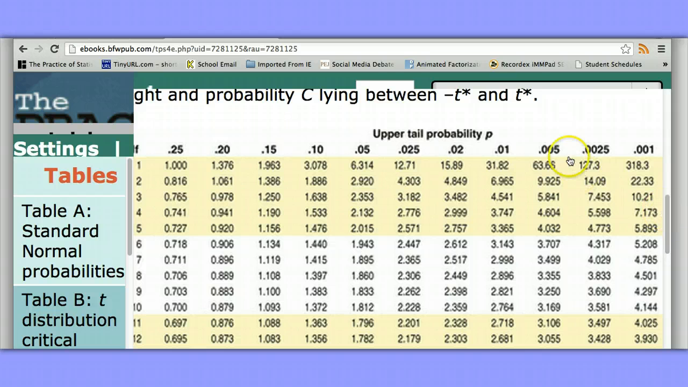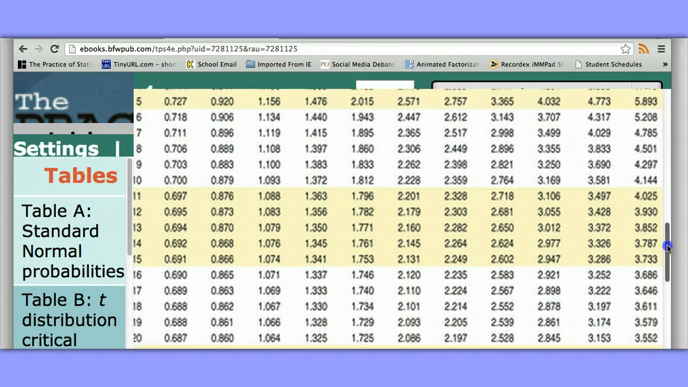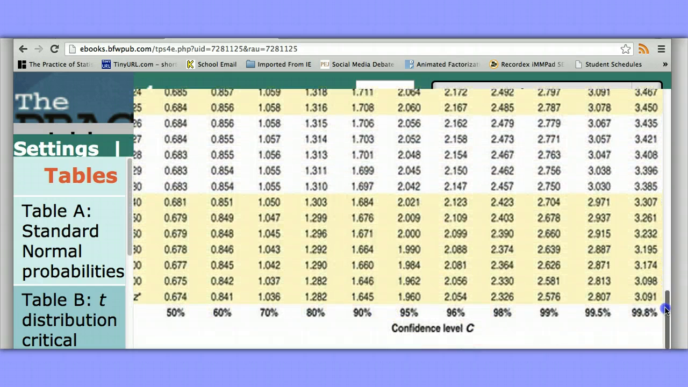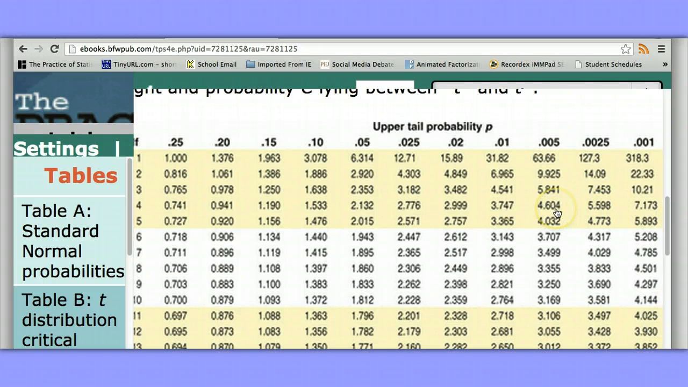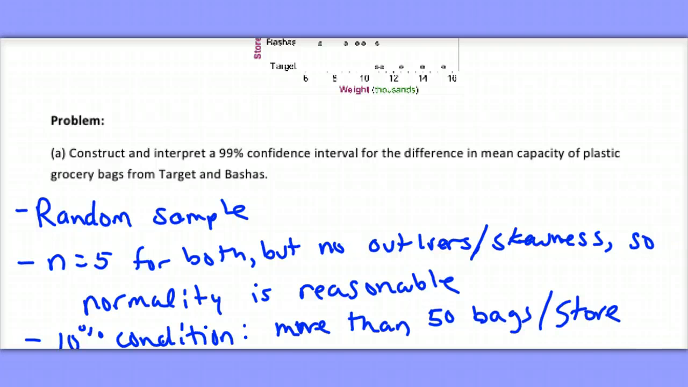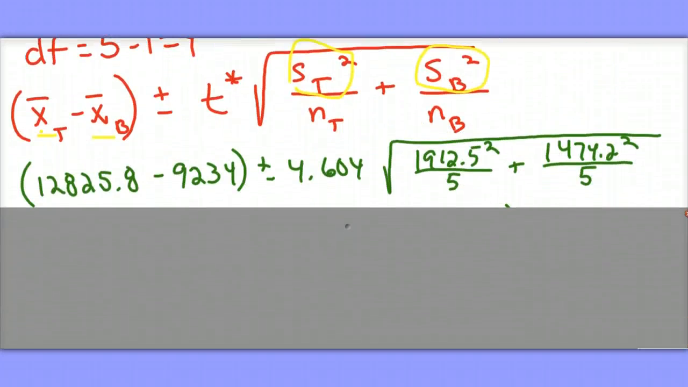Let's just confirm that I'm in this column here. I'm going to scroll down. There should be a 0.99 or 99% at the bottom, and there is 99%. So my degrees of freedom is going to be 4. That's how I get the 4.604 number. So you should be able to find that 4.604 number on your table.